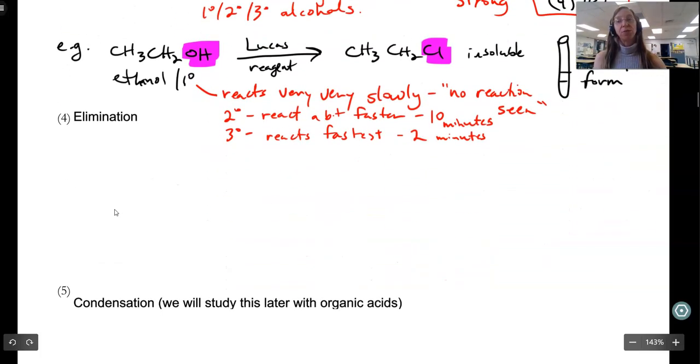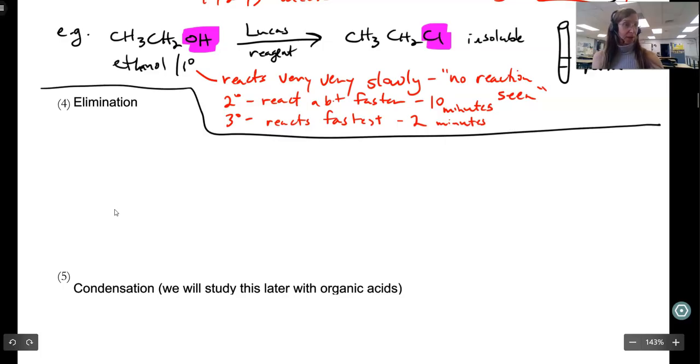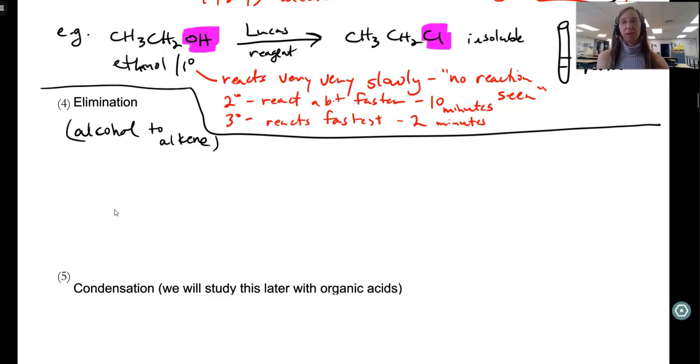The elimination reaction we can't actually see, but it's an interesting type of reaction, and we might want an alkene. Elimination reactions always make an alkene. And we saw this before with haloalkanes. Haloalkanes can do this as well. The reagent is different though.